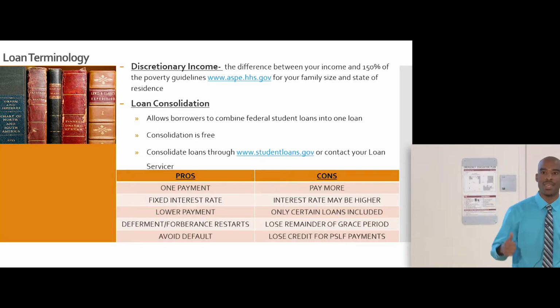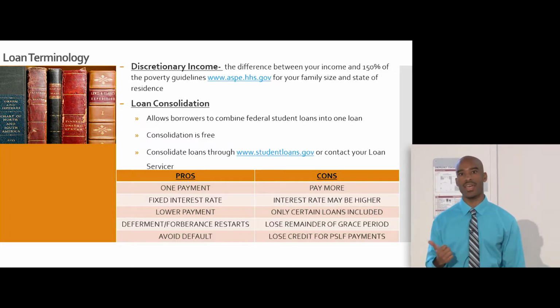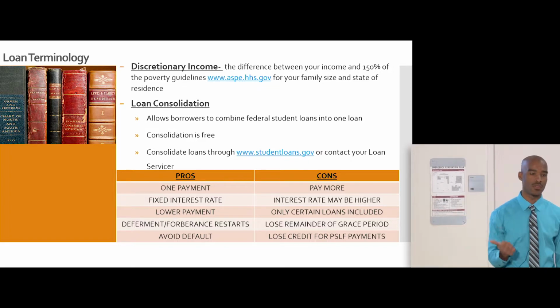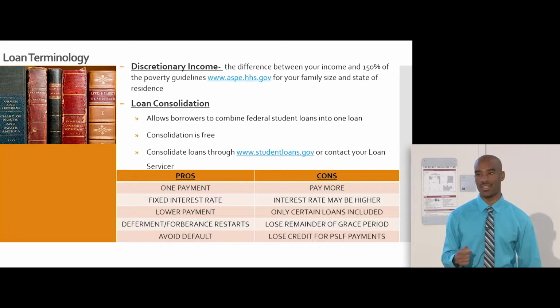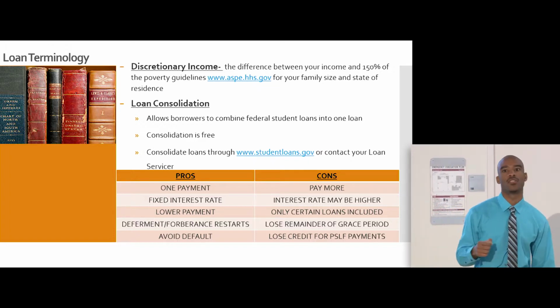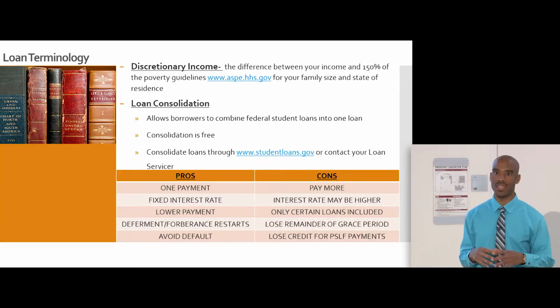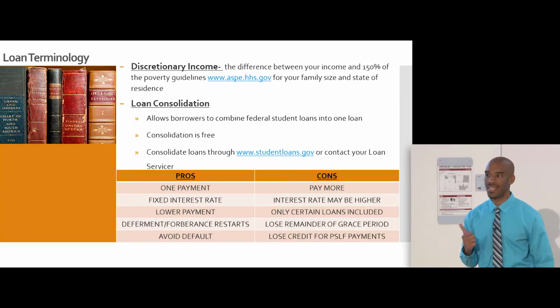Discretionary income, that's the difference between your income and the poverty guidelines, and you can go to the website ASPE to check the poverty guidelines. Next is loan consolidation. Loan consolidation is putting multiple loans together. So if you have multiple servicers and you do not want to deal with all of them, consolidate, put them together, one servicer. Consolidation is free.